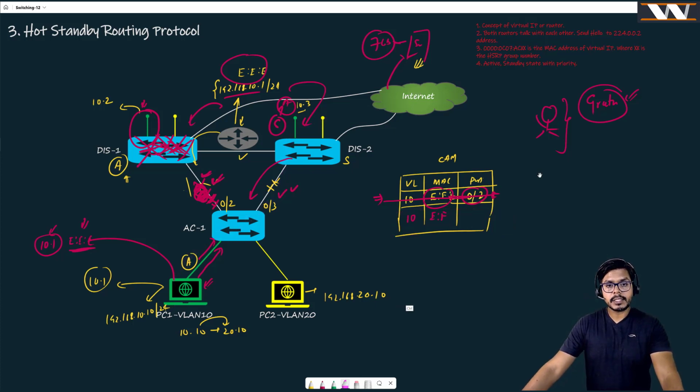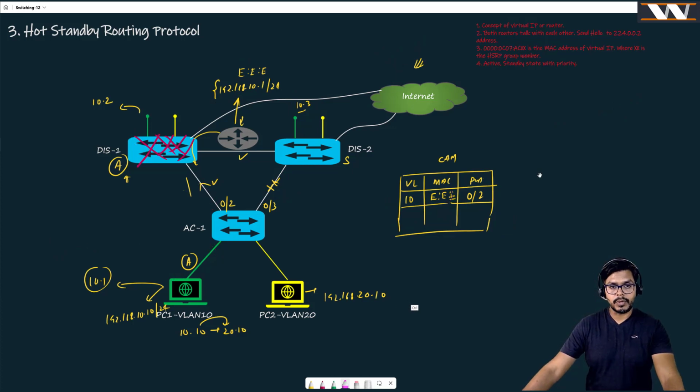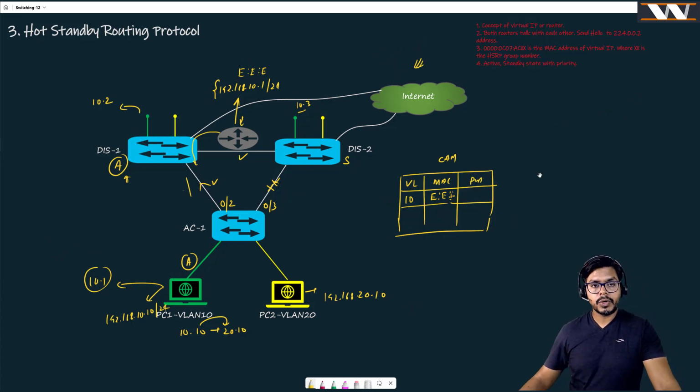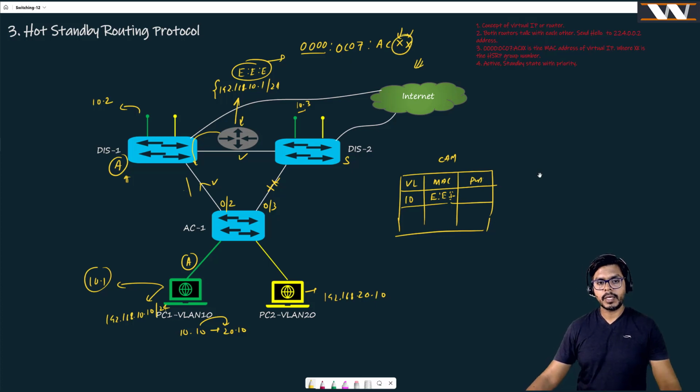The MAC address allocated by the HSRP protocol to your virtual IP is actually fixed. At least the starting few bits are fixed, which are 0000.0C07.ACXX. The meaning of XX is the group. What is the meaning of group?